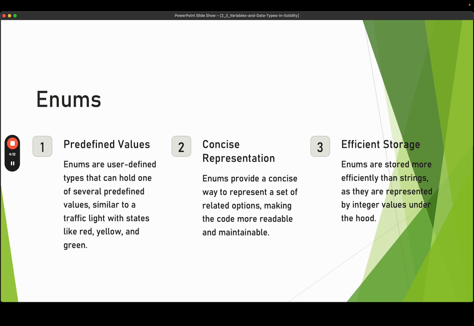Enums are user-defined types that can hold one of several predefined values, similar to a traffic light with values like red, yellow, and green. For example, enums provide a concise way to represent a set of related options. Enums are stored more efficiently than strings as they are represented by integer values under the hood. I'll be explaining how enums work in the further sessions, or maybe at the end of this session. We'll see how that goes.